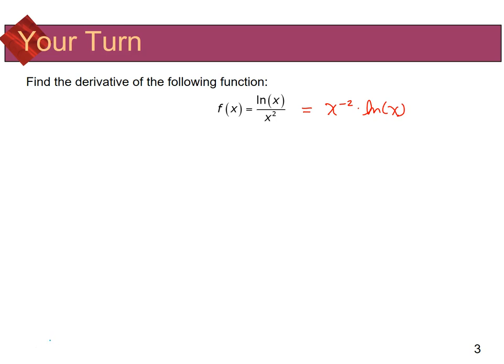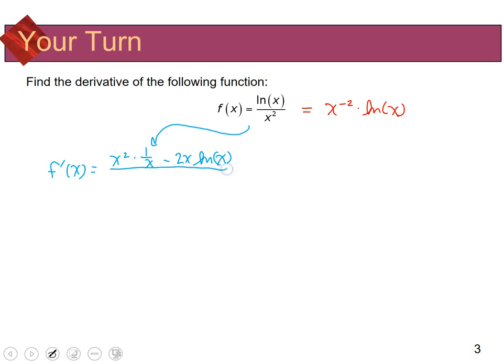So if I just use the quotient rule, so leave it as it is, I would say that f prime of x equals bottom times the derivative of the top minus the top times the derivative of the bottom, which I'm going to put in front. That's usually how we write it. All over the bottom squared, which is x to the fourth. With a little simplification, I would have x minus 2x natural log x here, all over x to the fourth.